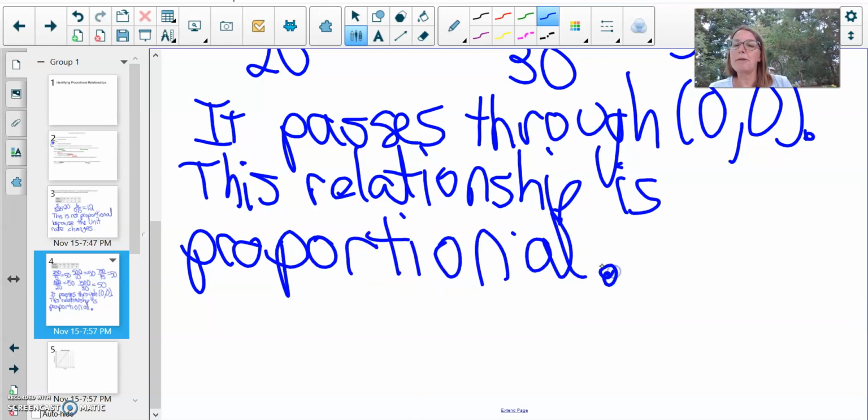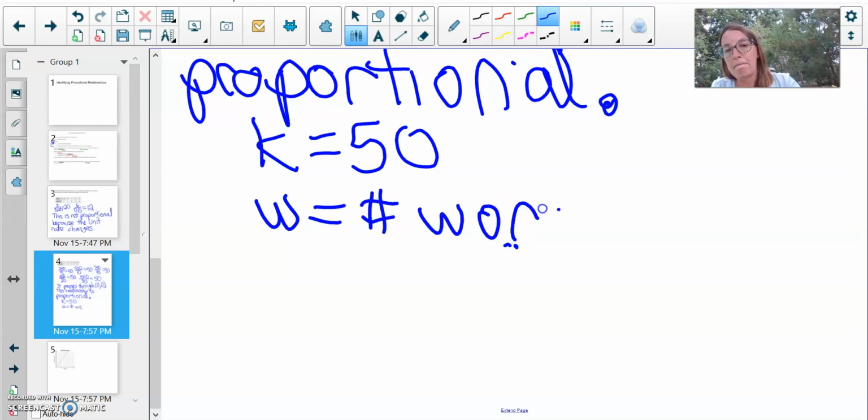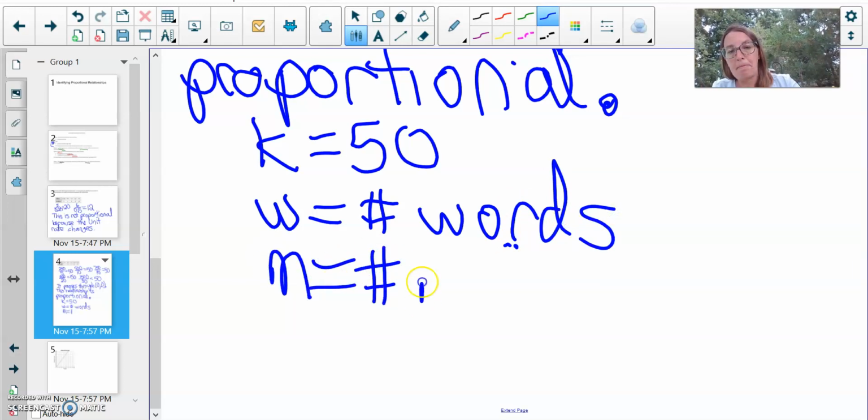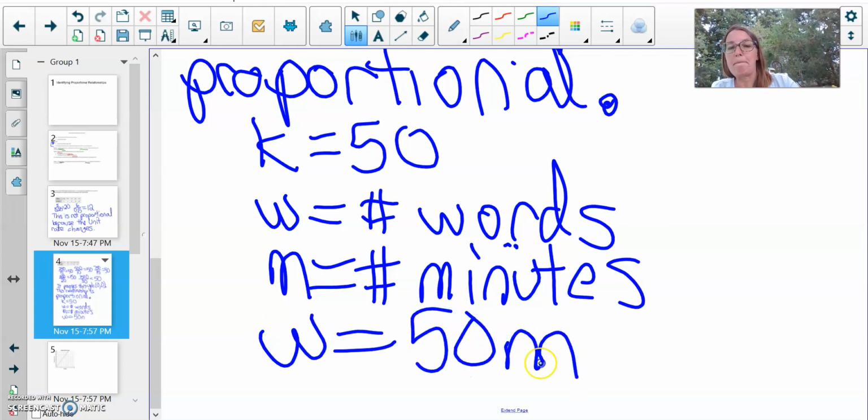So because it is proportional, they told me to find the constant of proportionality, which was that unit rate. So my K is equal to 50. And now we have to write our equation. We're looking at words based on the minutes. So I'm going to let W be the number of words. And I'm going to let M be the number of minutes. And my equation would be W equals 50 times M.